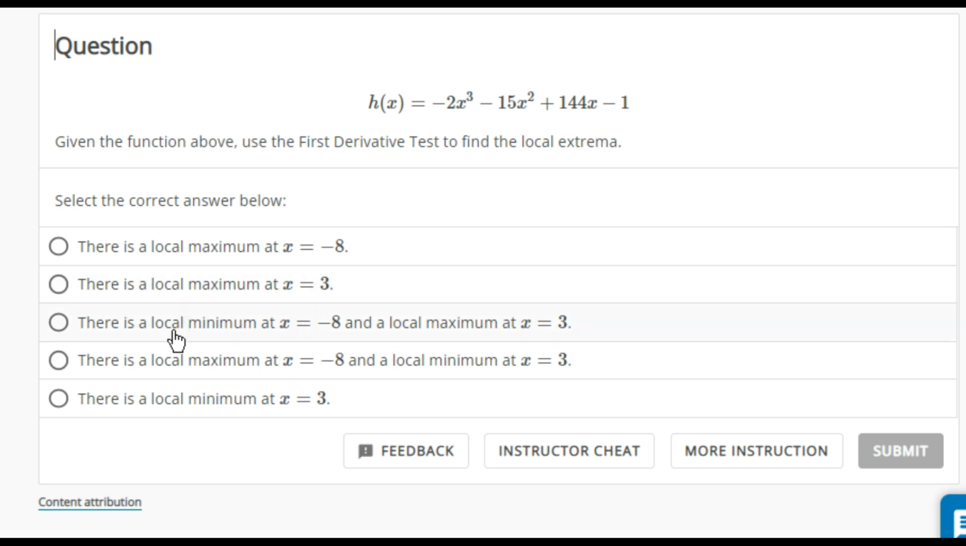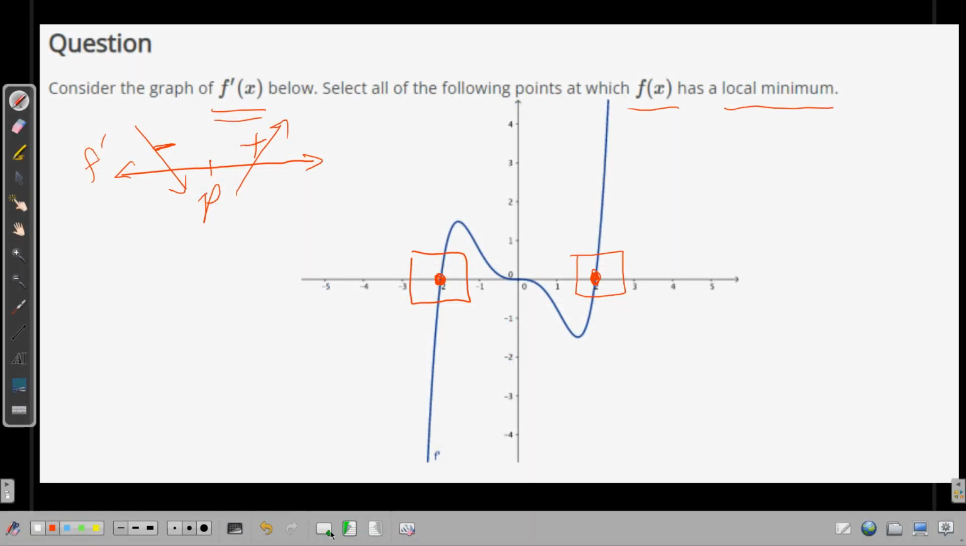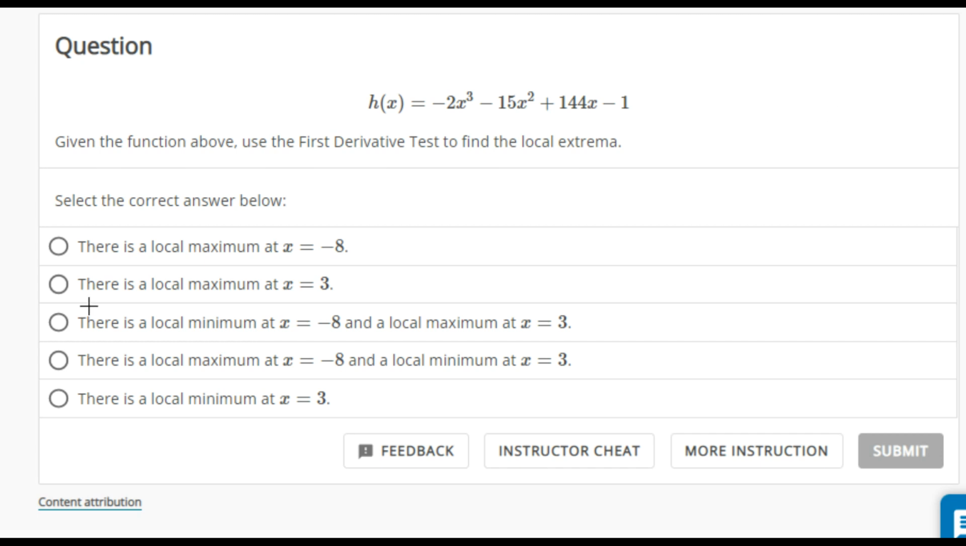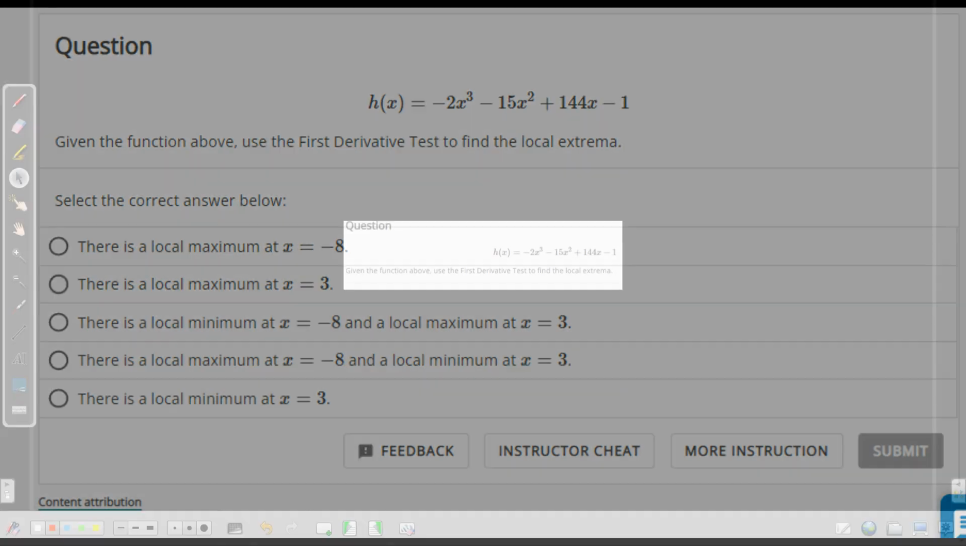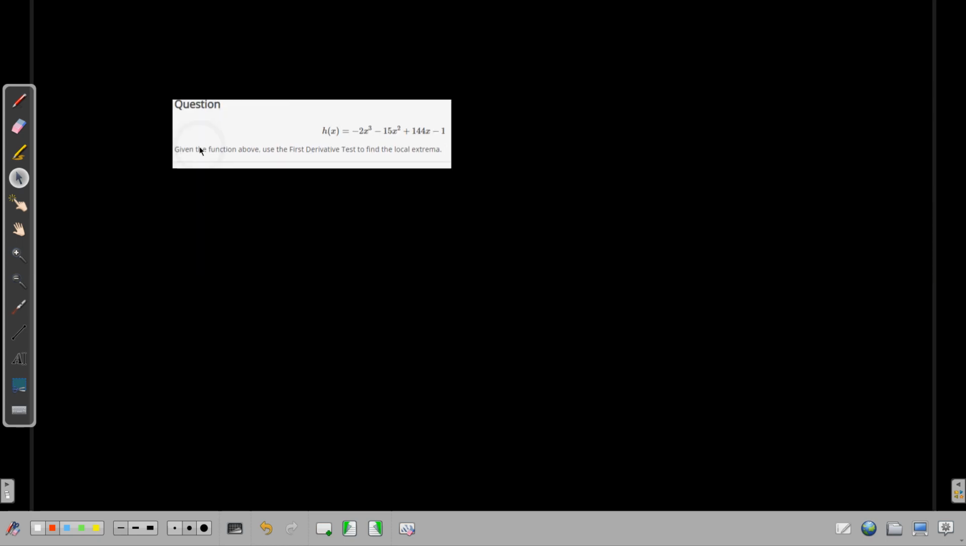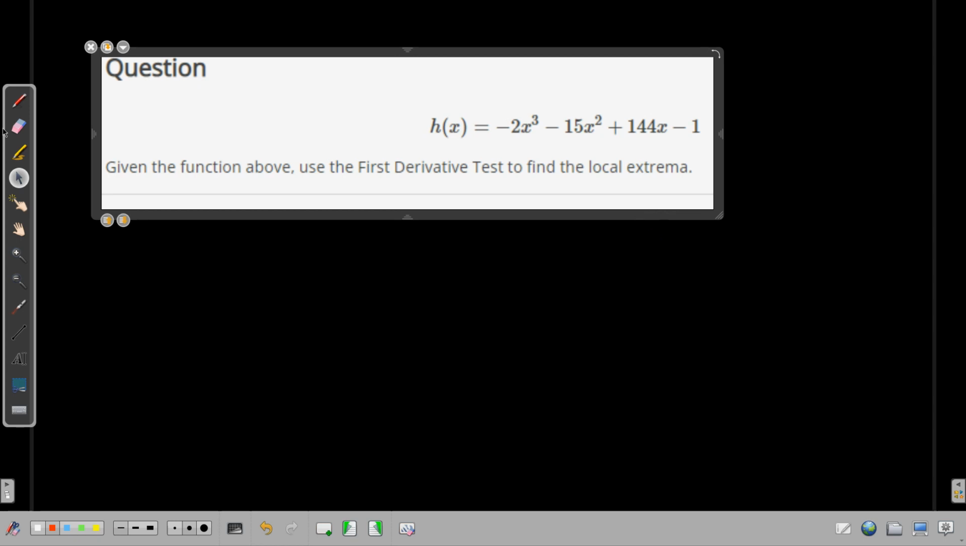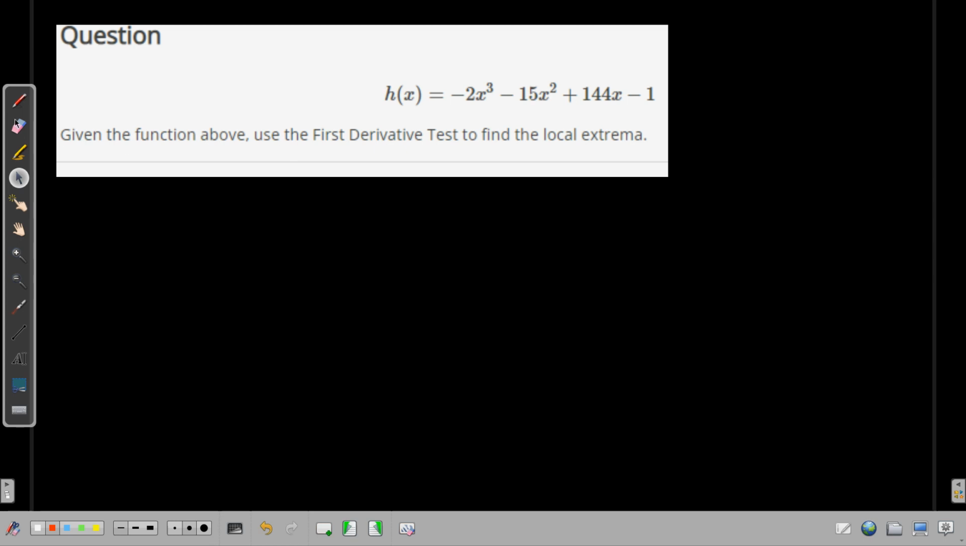All right, given the function above, use the first derivative test to find the local extrema. That means for us to take the derivative and set it equal to 0. Okay. So here's our problem. We ought to be able to do this derivative pretty easily.